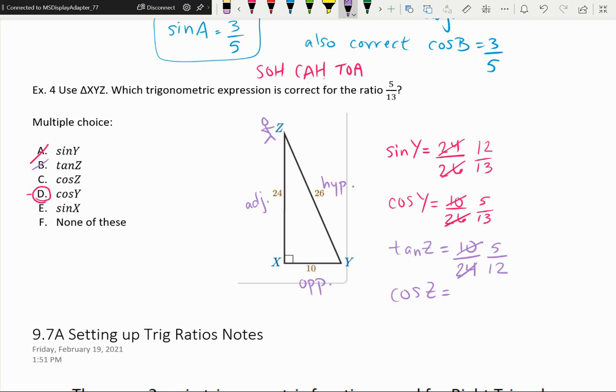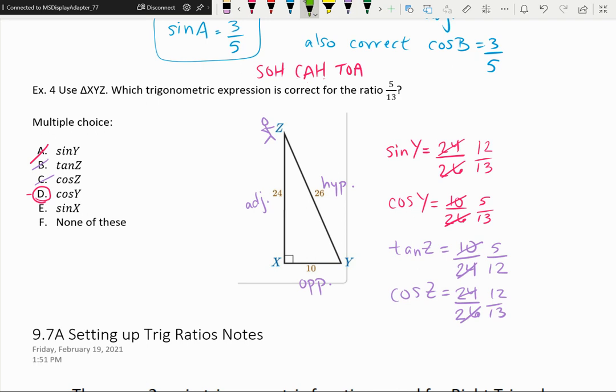Let's try cosine of Z. So adjacent over hypotenuse. Reduce. That one doesn't work. Well, maybe there's only one answer, but let's check sine of X.